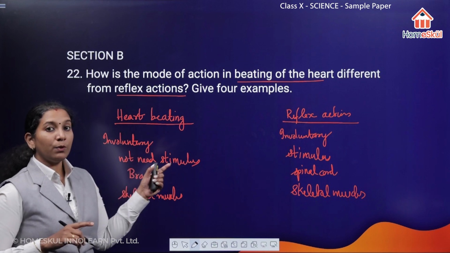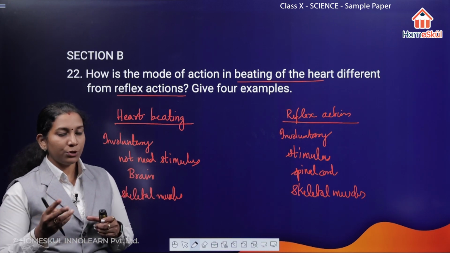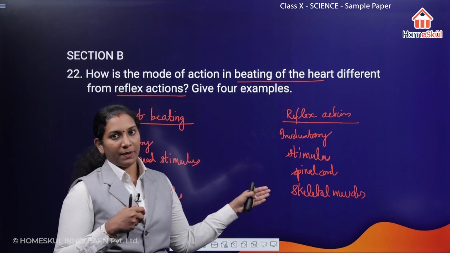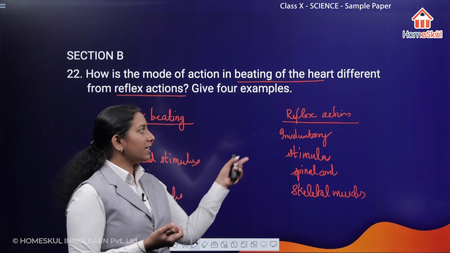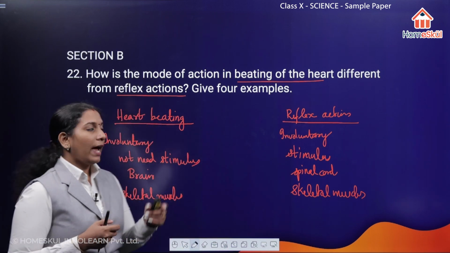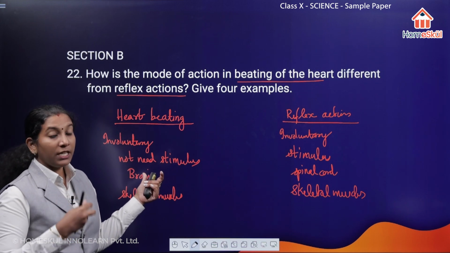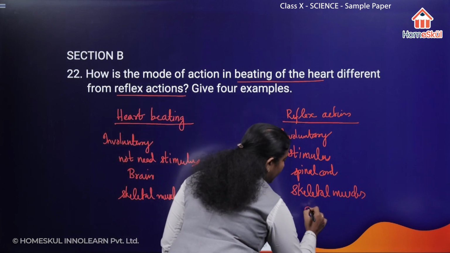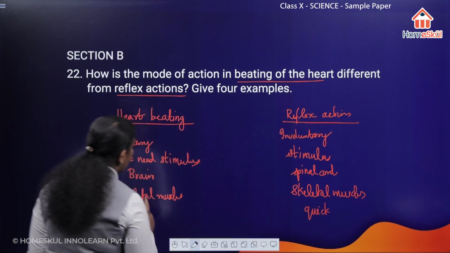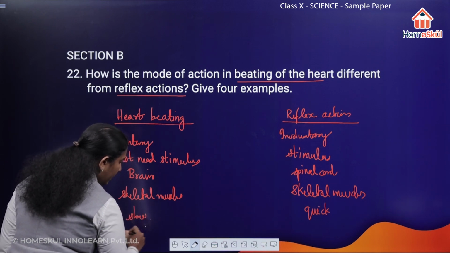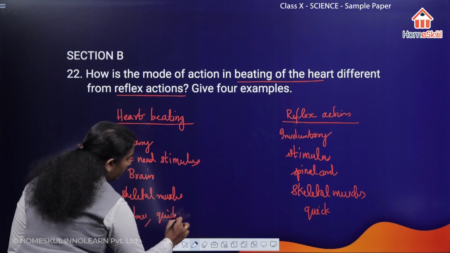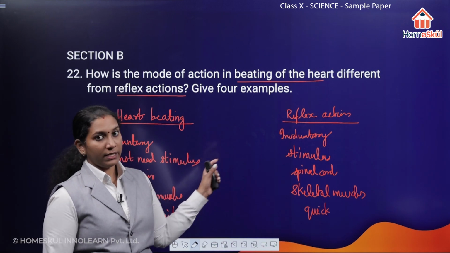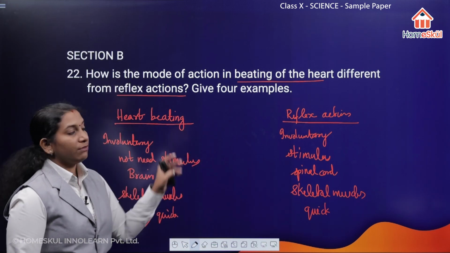And heart beating is a process which will be continuous throughout our life. That also you can add here. But reflex actions will happen only when a stimulus is present, only according to a particular stimulus. Heart beating can be quick as well as slow, but reflex action is always a very quick response. Heart beating will be slow sometimes, or it can be quick as a normal one. So these are the differences between heart beating and a reflex action.